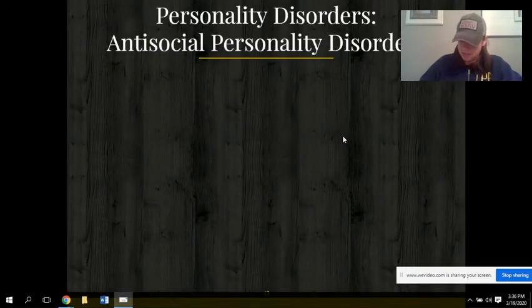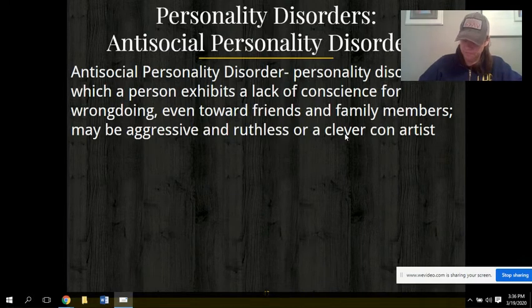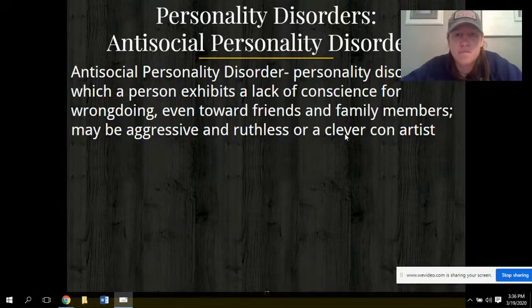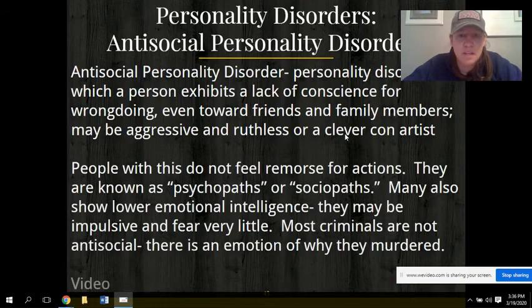And then you've got antisocial personality. So antisocial personality disorder. Before you write this down, I want you to look at the definition. This is your psychopath, sociopath. I think I even wrote that down right there. Psychopath, sociopath. Okay? So this person is not going to feel any remorse. All right? So look up here. They exhibit a lack of conscience. They do not have a conscience.